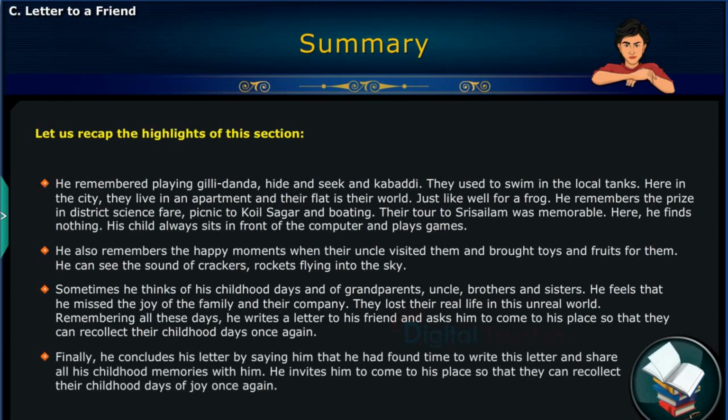Finally, he concludes his letter by saying him that he had found time to write this letter and share all his childhood memories with him. He invites him to come to his place so that they can recollect their childhood days of joy once again.